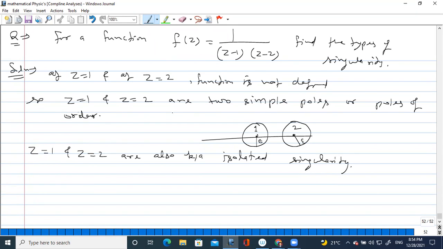They are also known as simple pole. They are also known as isolated singularity. So many names can be there. If it is there, then it is also true. If it is there, that is also true. Okay, so like this you can do it. Note it down.